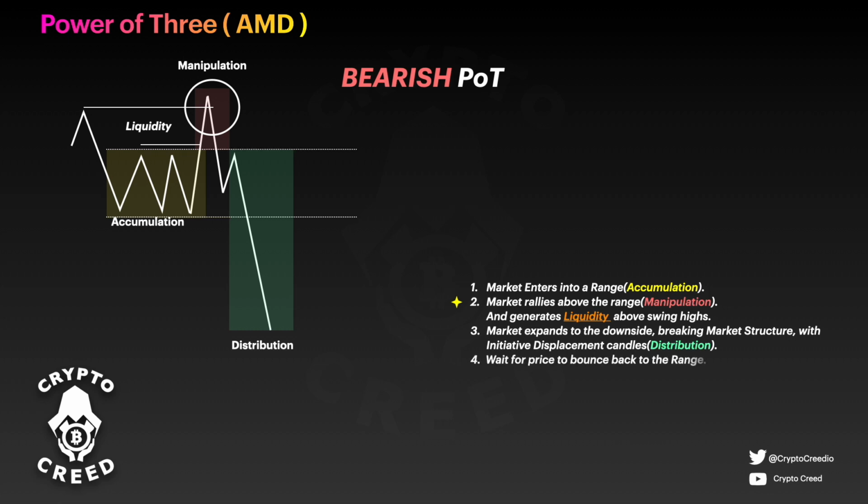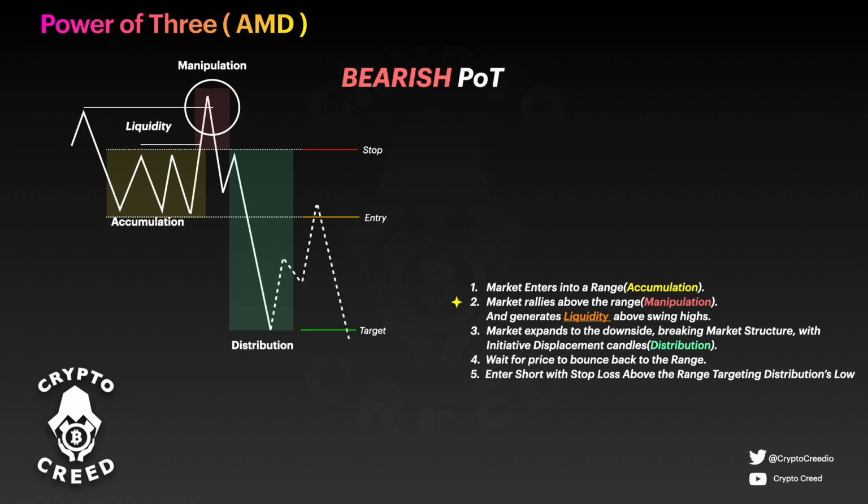After that, we just extend our range to the right side and we wait for price to bounce back into the range. As soon as price retests the range low, we enter a short position with stop loss above the range high, targeting distribution's low. Now let's go over an example for the bearish Power of 3 to clear everything for you.